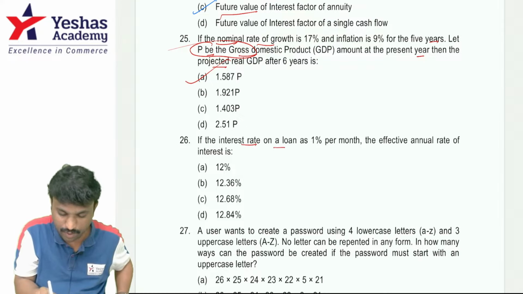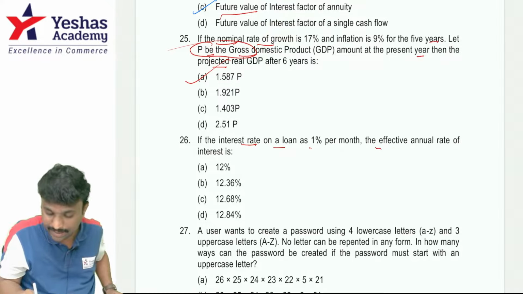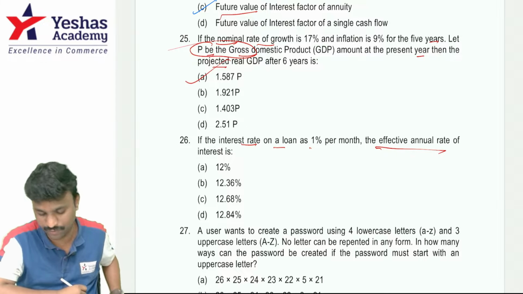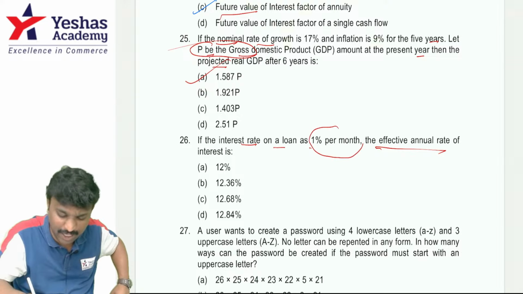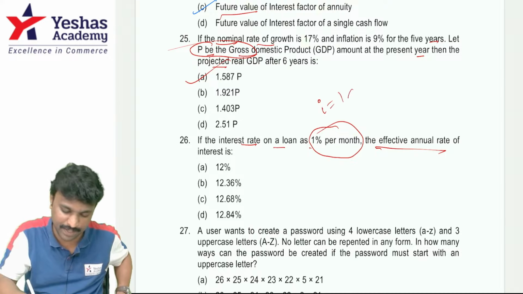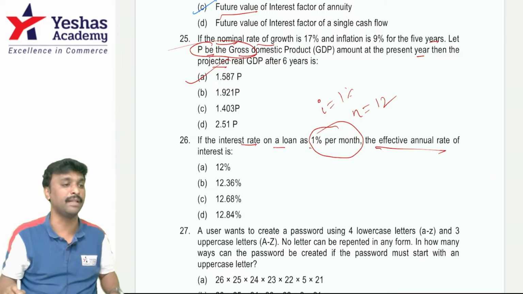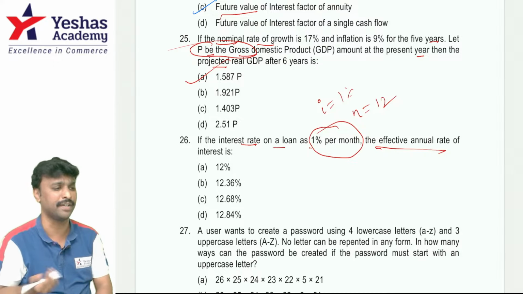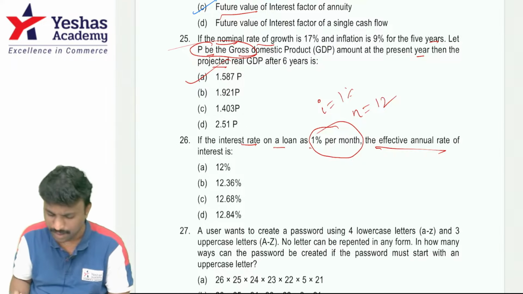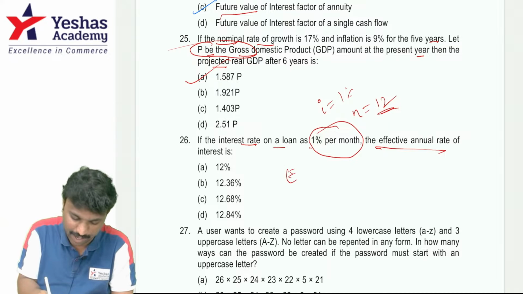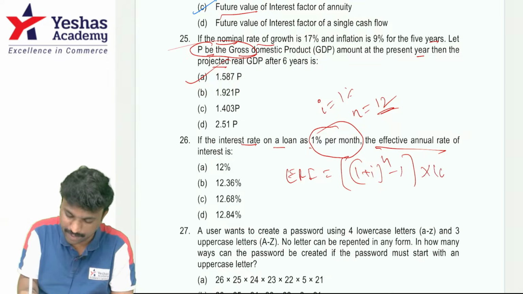If the interest rate on a loan is 1% per month, the effective annual rate of interest is... The interest rate of the loan is 1% per month. So should I divide it by 12? No, because they have given the interest rate per month only. So I is 1% and n is 12 because it is monthly. If you are finding the annual effective rate of interest, we have to do it for 1 year only. So n is equal to 12 for monthly. So ERI is equal to 1 plus I whole power n, minus 1, whole thing multiplied by 100.